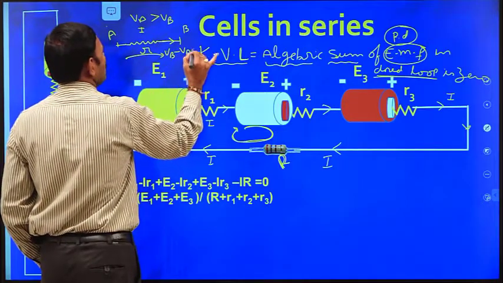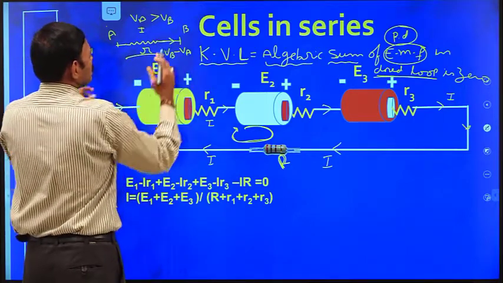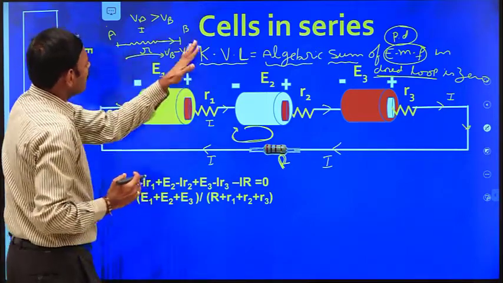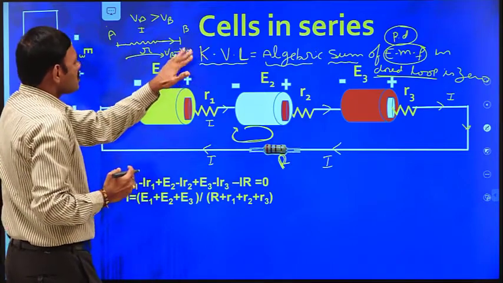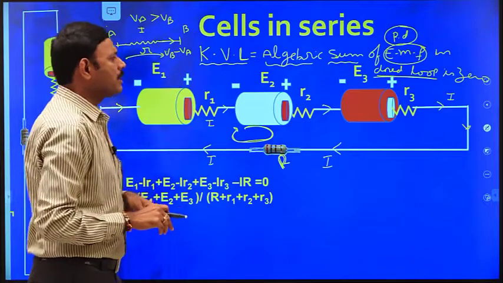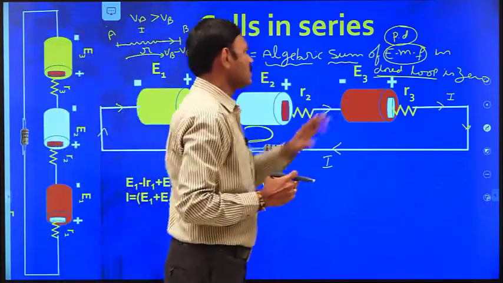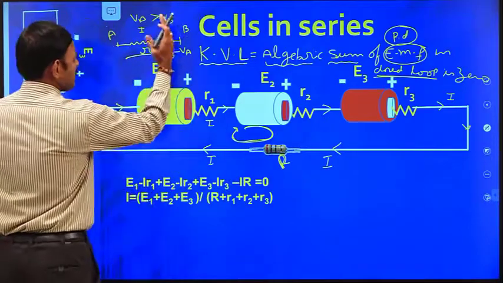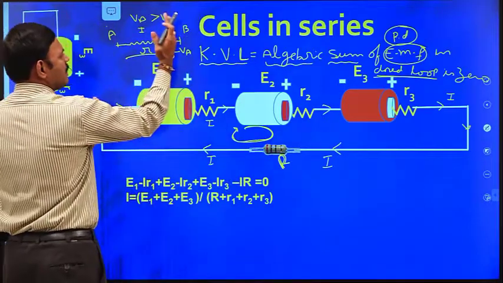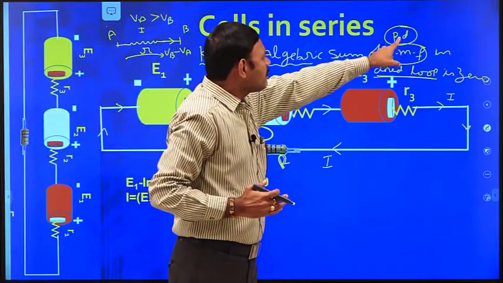Arrow mark direction means final minus initial. What is final? VB. So when you apply Kirchhoff's law in clockwise direction, the algebraic sum of changes in potential differences in a closed loop is 0. So potential difference means VB minus VA. Potential at B is VB, potential at A is VA. Here I explained the sum of potential differences.